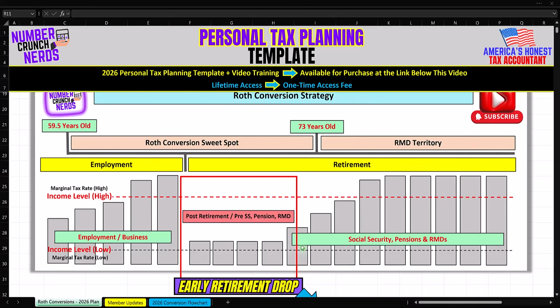And this is the point in time where you are post-employment, but you are also likely pre-Social Security, pre-pension, and pre-RMD. And in this early retirement drop, we can see that folks will often have significantly less taxable income for a period of time that averages anywhere from 3 to 5, maybe even 6 years. And this is the time period when folks tend to have the most room available in their brackets as compared to any other time, whether it be back in the employment years or whether it be further into the retirement years when Social Security, pensions, and ultimately RMDs start to kick in.